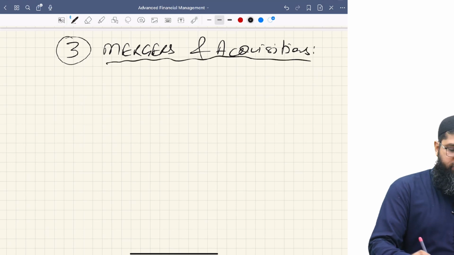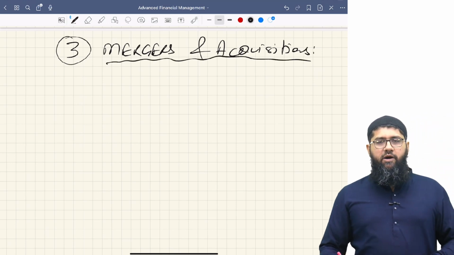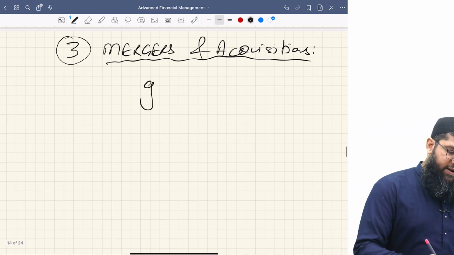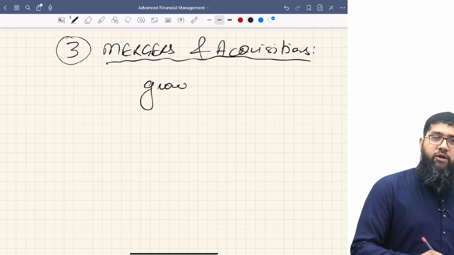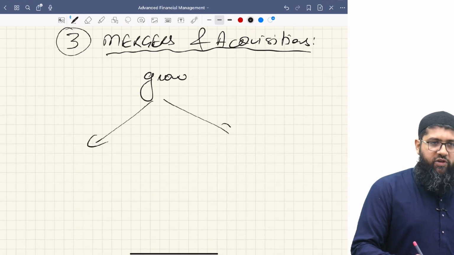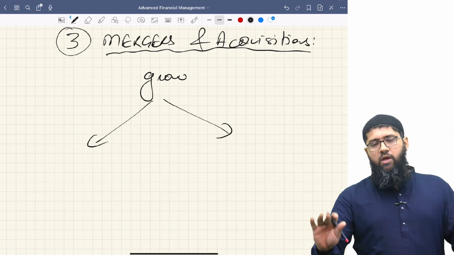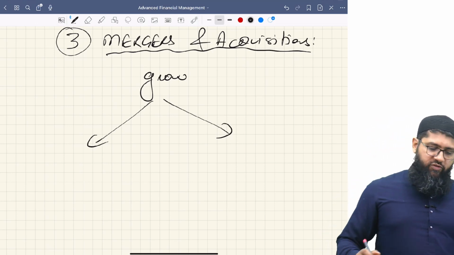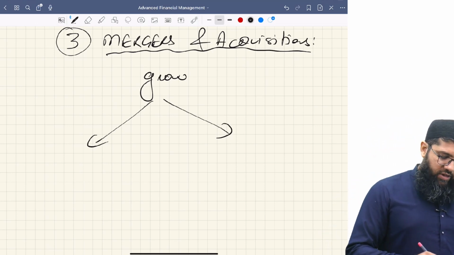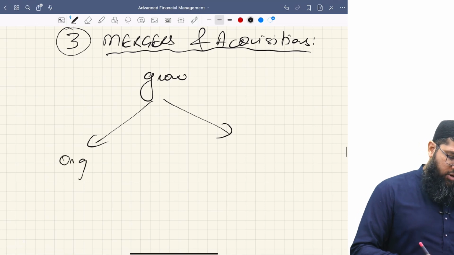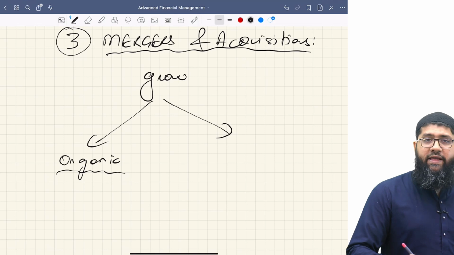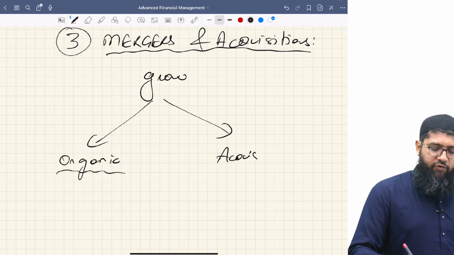mergers and acquisitions. Now when you talk about mergers and acquisitions, try to understand this thing. You know that if you as a business want to grow, there are two approaches for you to grow as a business. What are those two approaches? One of them is the organic approach, which is to grow over time, and the second thing is that you would probably go for acquisition.